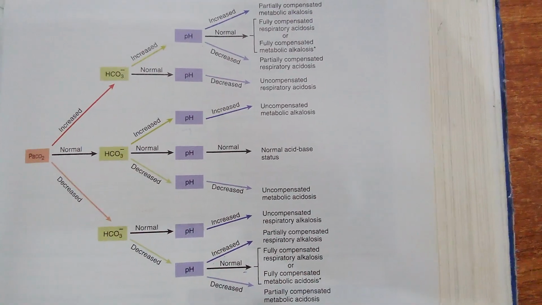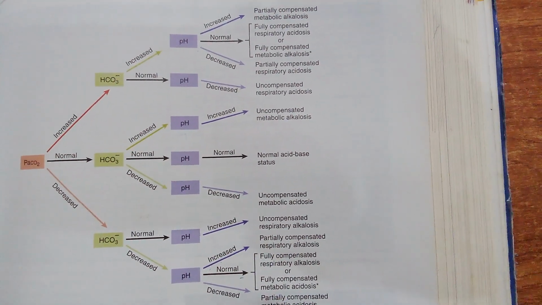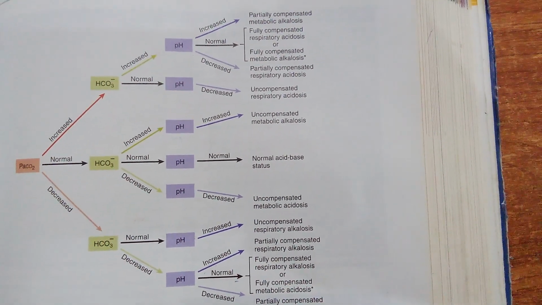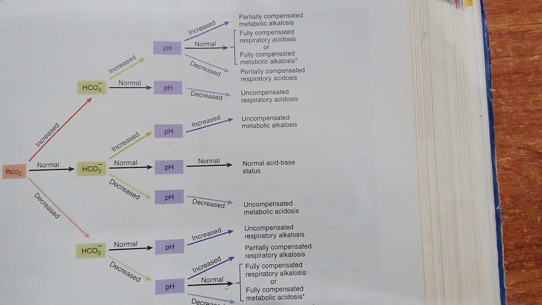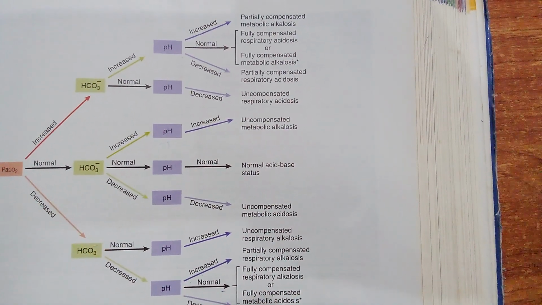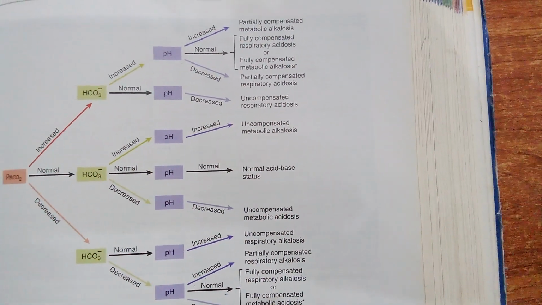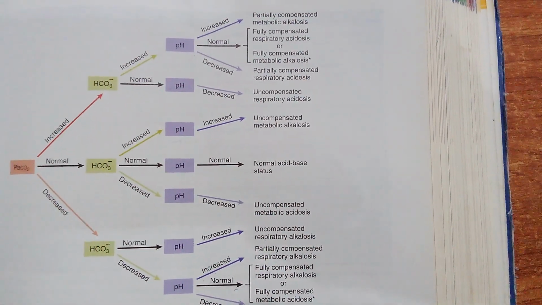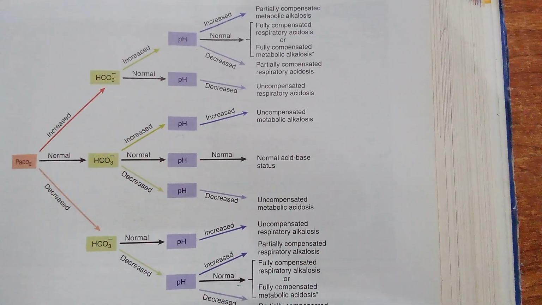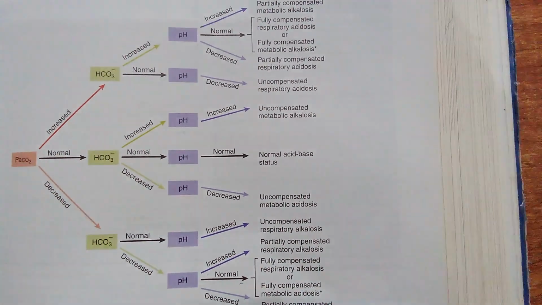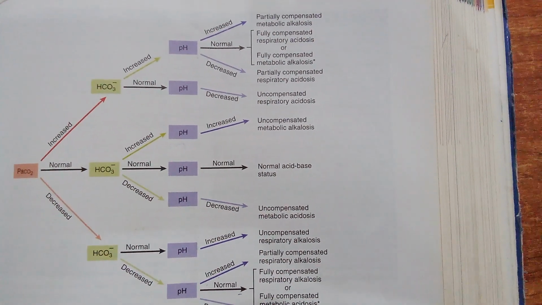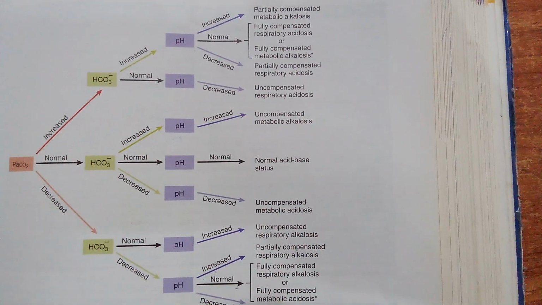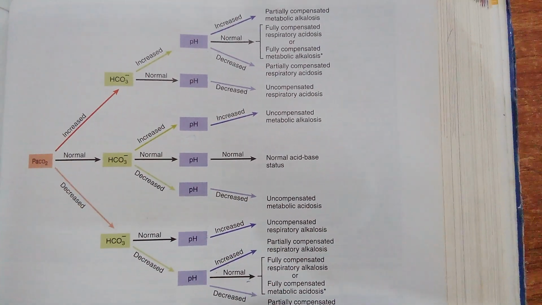Okay students, I repeat, partial pressure of carbon dioxide increased, then bicarbonate ions. If they are increased, then look at pH. If pH is increased, it is metabolic alkalosis. If pH is normal, it is compensated respiratory acidosis or compensated metabolic alkalosis. And if pH is decreased, it is respiratory acidosis.